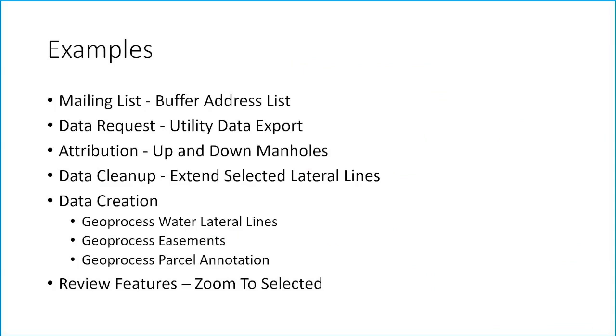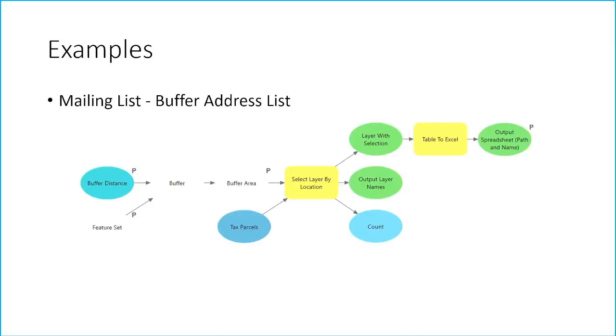So some examples. These are some that I've just come up with and I might not have used on the job, but I thought I might, or some that I use all the time or have used in the past. So the first one here, mailing list. So buffer address list. Continuing with the buffer example.